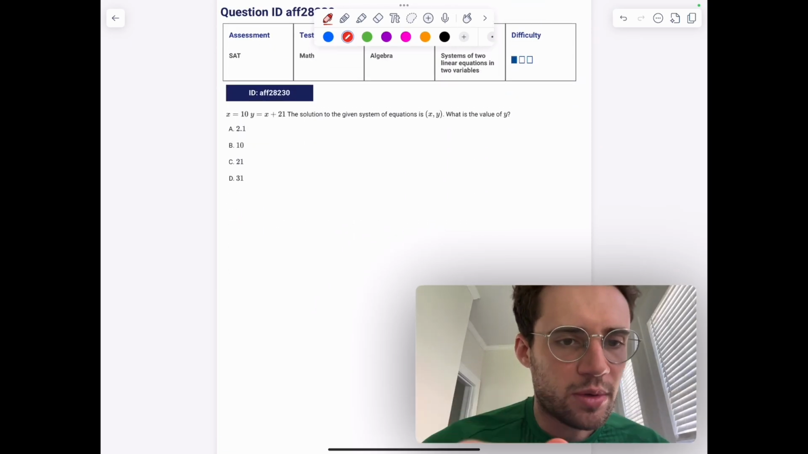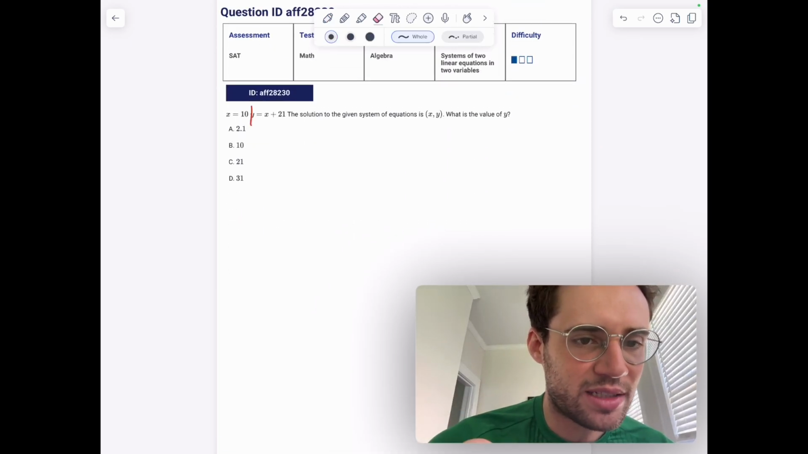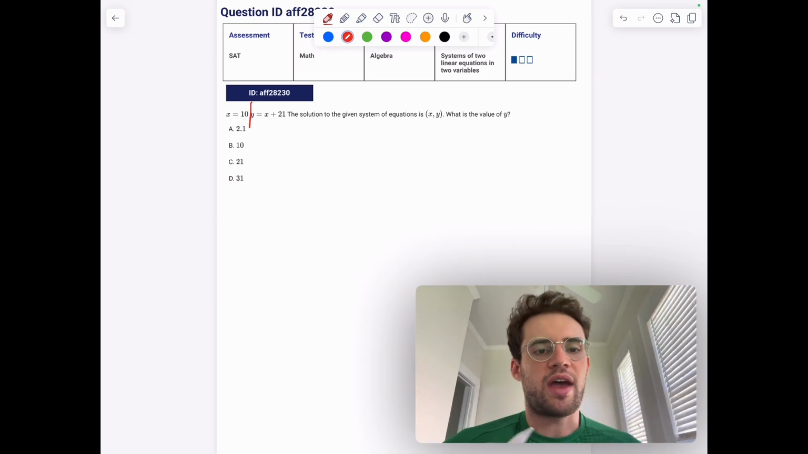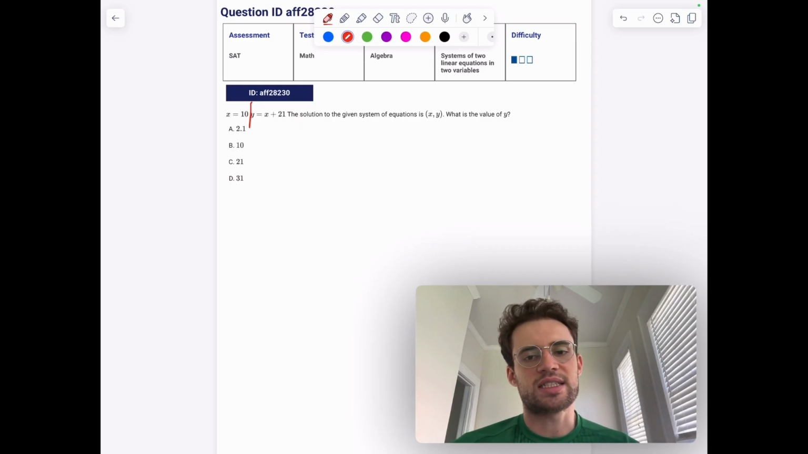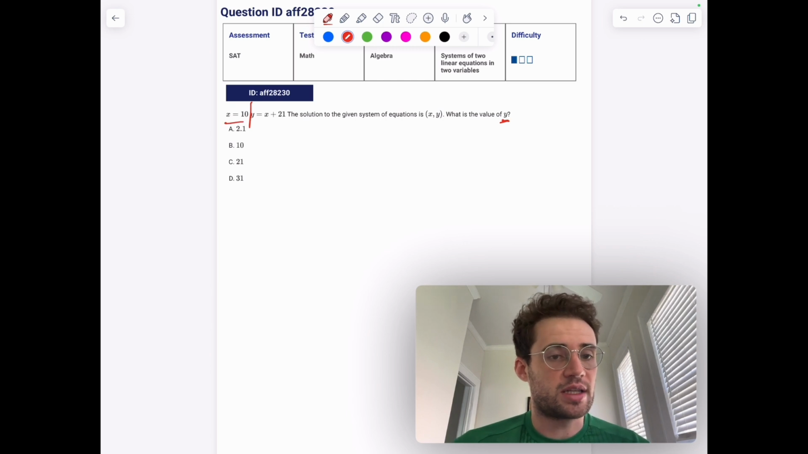Here we have x equals 10, and I don't think that's supposed to be 10y, so let's draw this line to separate them. We have x equals 10 and y equals x plus 21 as our two equations. The solution to the given system of equations is x comma y. What is the value of y? So we just want the y-coordinate here. They gave us the x-coordinate already. They said x is 10, so I'm just going to plug in that 10 for the x here.